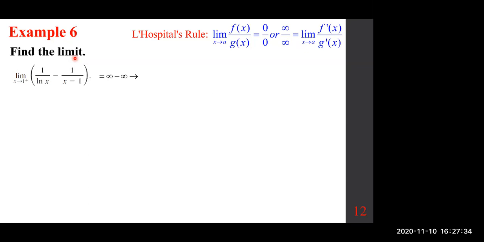And taking a common denominator means ln x times x minus 1 is a common denominator. 1 times x minus 1 minus 1 times ln x over the common denominator. So again, when you plug in, you get infinity minus infinity, and now you are going to take a common denominator. That I hope is not a problem.